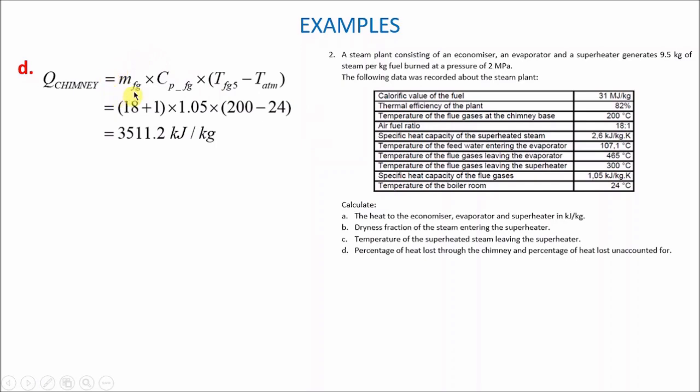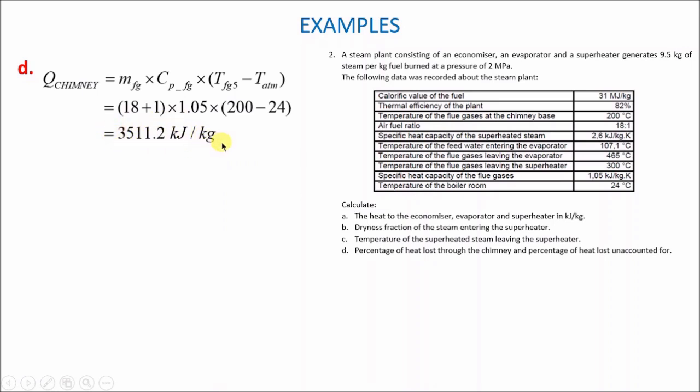Remember again, the mass of the flue gas is 18 plus 1, okay? You plug in those numbers, that gives you the heat that has been absorbed by the chimney, or that has been lost through the chimney. This is what you have here, okay.